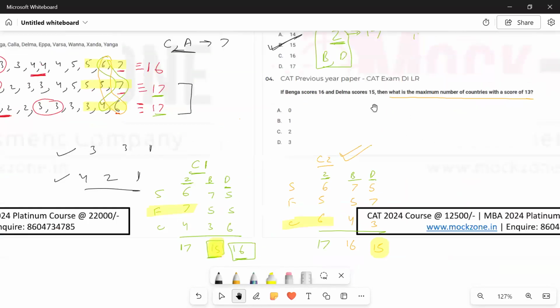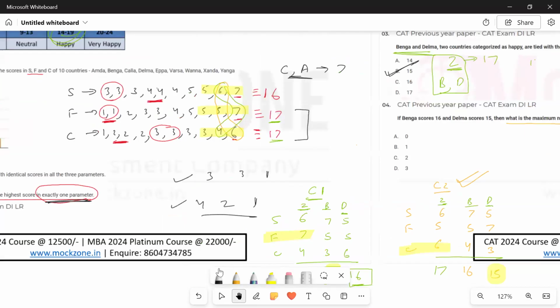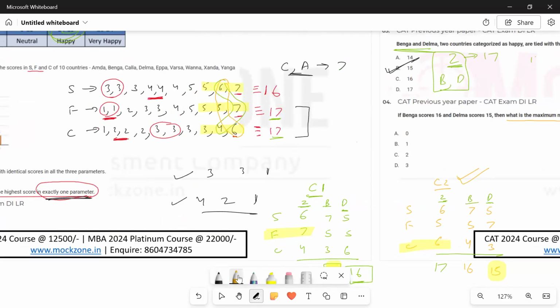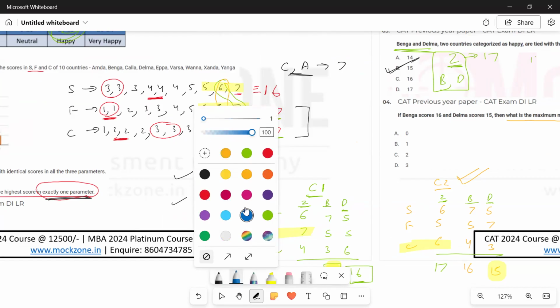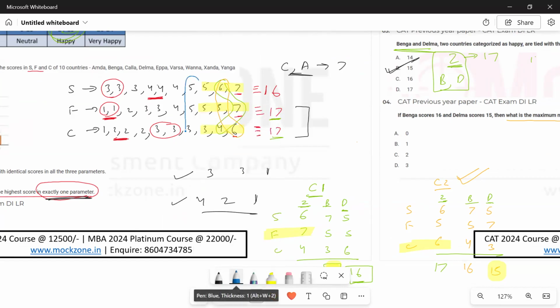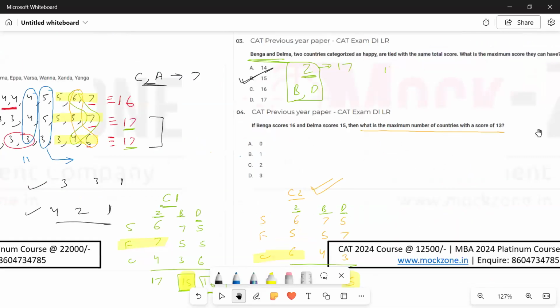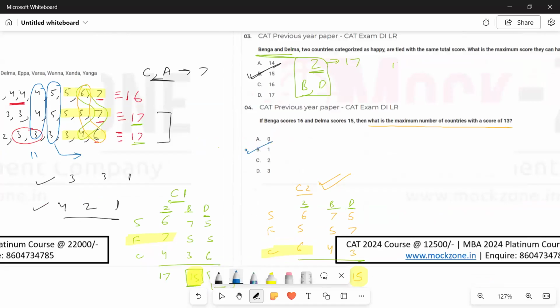Up then, what is the maximum number of countries with a score of 13? We know that there is this one country, blue में जो मैं डाल रहा हूँ, someone can have this 5, 5 and 3 and make a score of 13. उसके बाद the maximum possible score is 4 + 4 + 3, which is 11. So we know that there can be only this one country 5, 5, 3 which can make a score of 13. तो इसका आंसर क्या है? What can be the maximum number of countries with a score of 13? There can be only one country with a score of 13 after this happens.